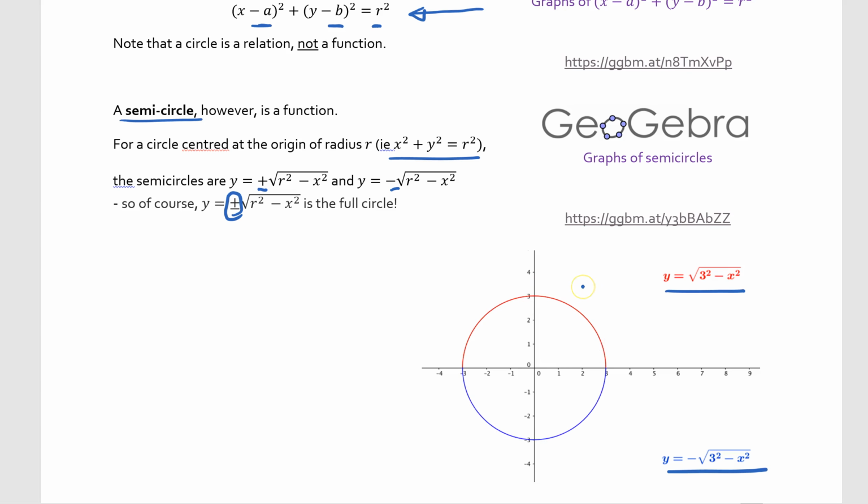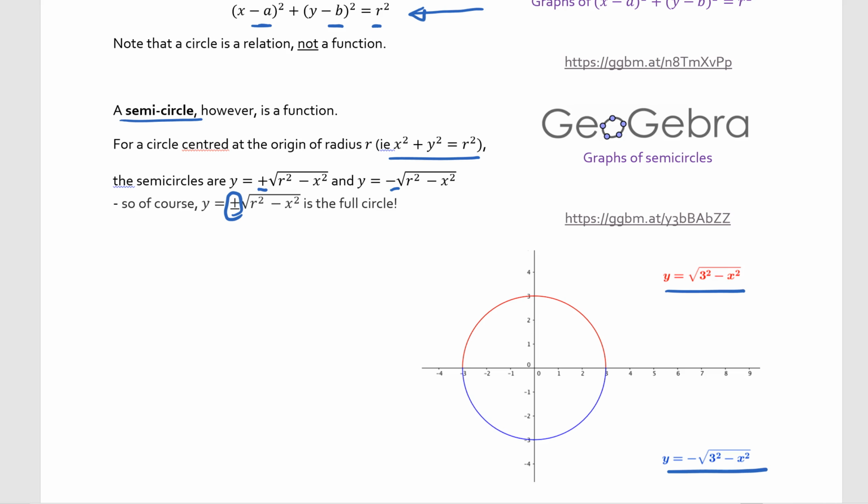So if we think about the full circle, we can see that for this particular example, the domain is -3 to +3, the range is -3 to +3. If we think about this positive semicircle, domain is still -3 to 3, but the range is 0 to 3, and likewise for the negative semicircle.